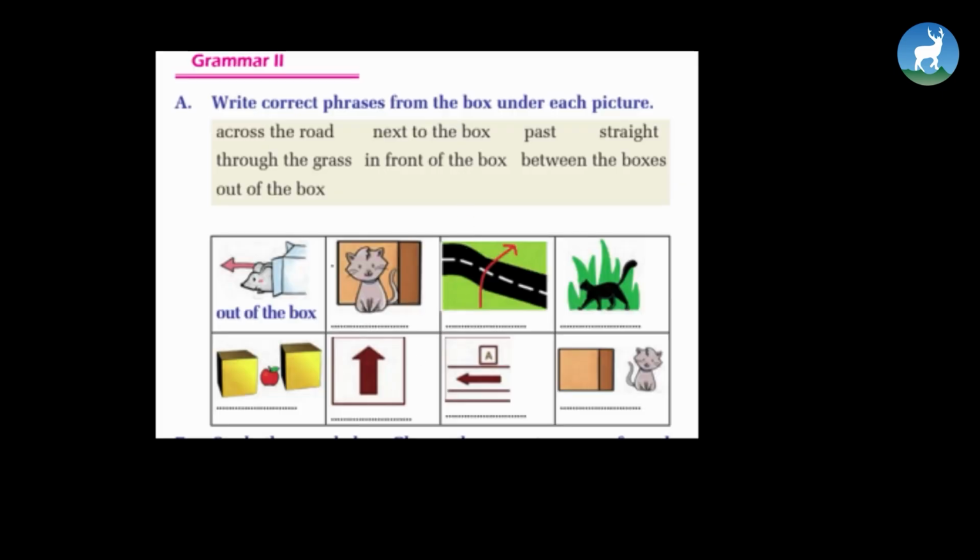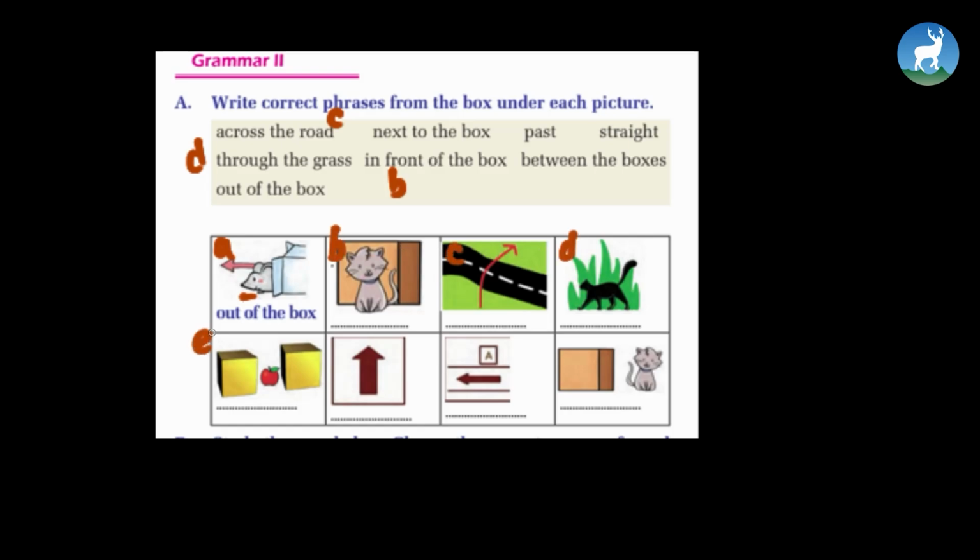So here we have a fun exercise to do. Let's try solving it. We can see a little mouse coming out of the box, hence the answer is out of the box. Do we see a cat? Where is it? Is it in front of the box? Yes, it's in front of the box. So this is number B. This one, number C, is across the road. Number D is through the grass. This is number A, this is number B, C, and D.